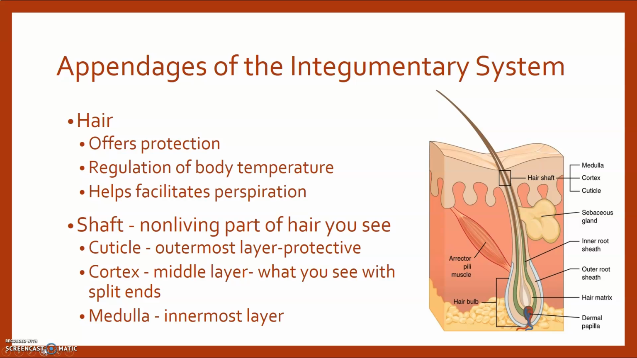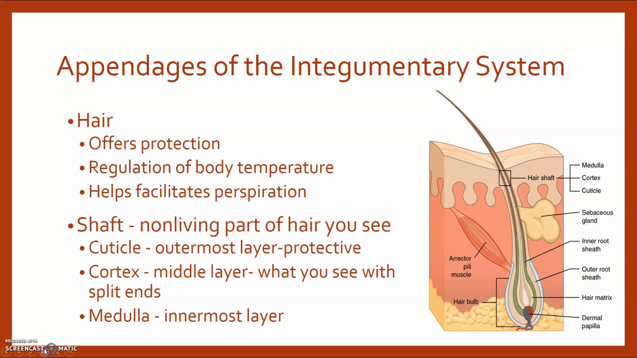The human body is covered with millions of hairs, and only a few areas of the skin are hairless. This includes your lips, the palms, and soles of your feet. Hair offers protection for your body. It helps in the regulation of body temperature by keeping us warm, but hair also helps to facilitate perspiration, and perspiration is one of the main ways that our body helps to cool itself.